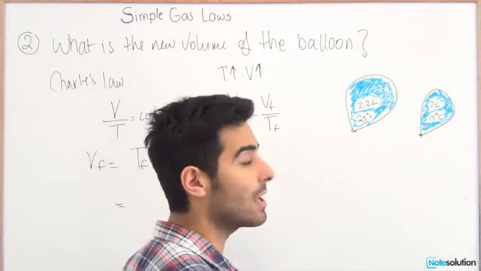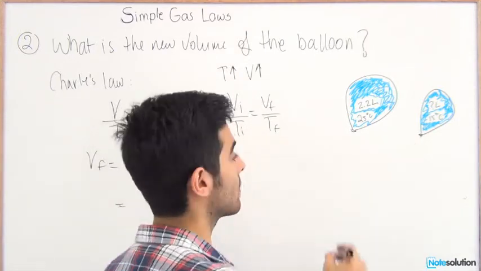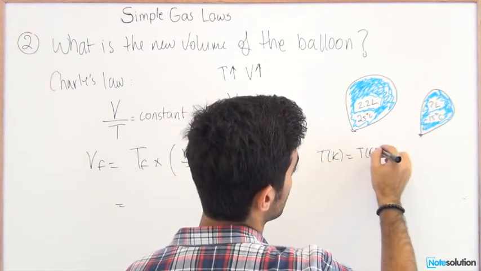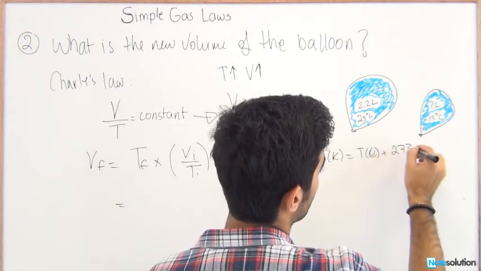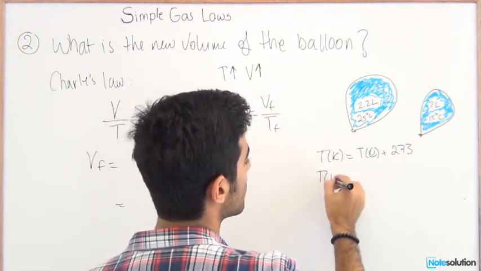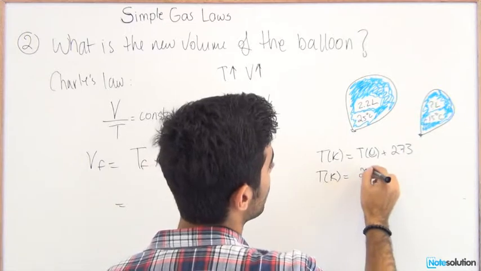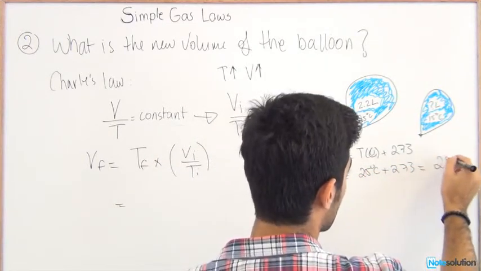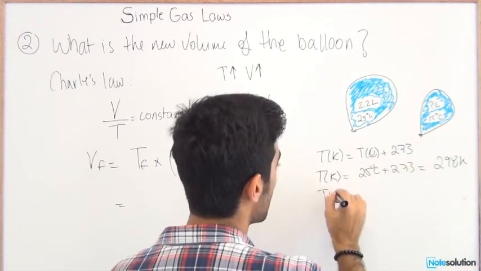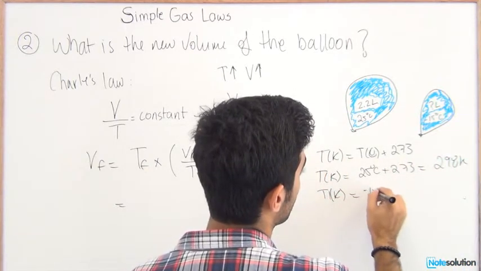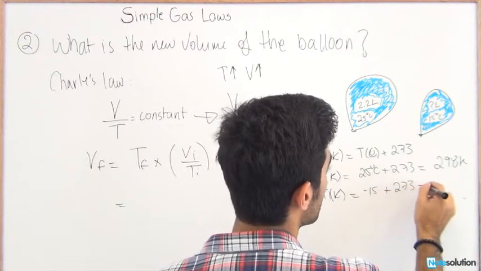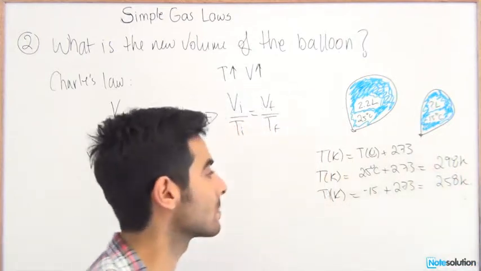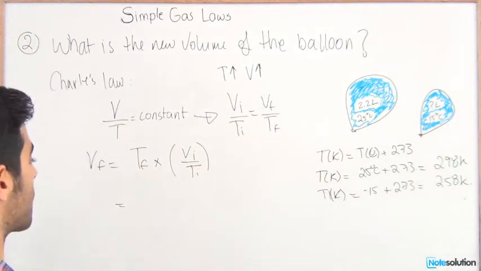So in this case over here, let's switch up the values. Now we know that temperature in Kelvin is equal to temperature in Celsius plus 273. So for our first temperature, 25 degrees Celsius plus 273, that would give us 298 Kelvin. For the other one, negative 15 plus 273 would give us 258 Kelvin. So let's plug in the values over here.